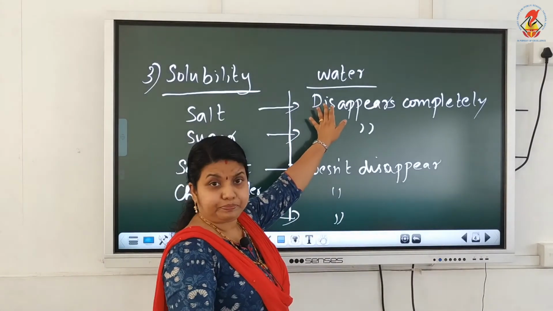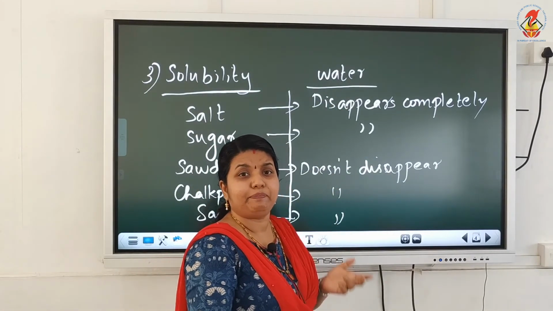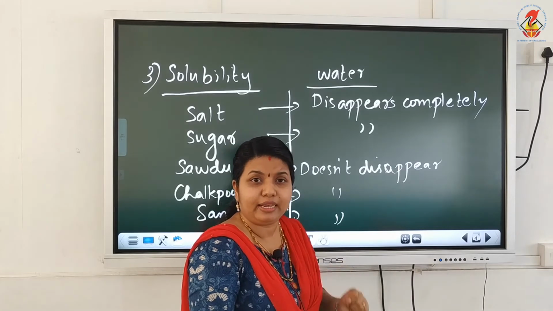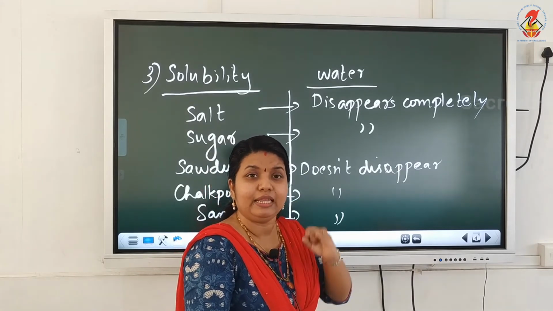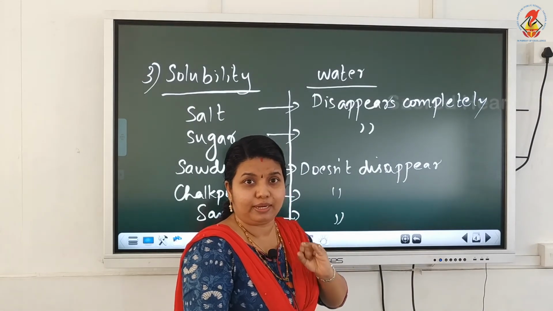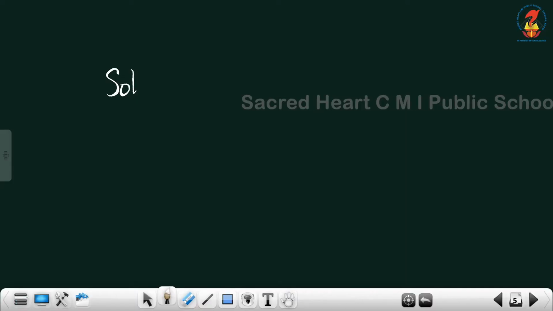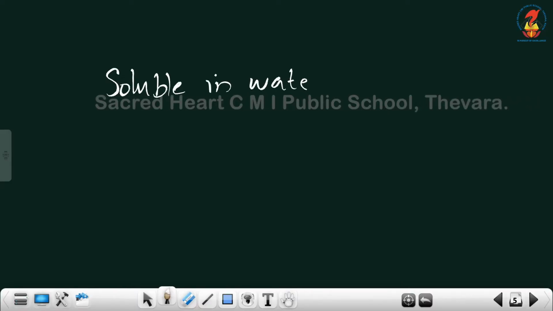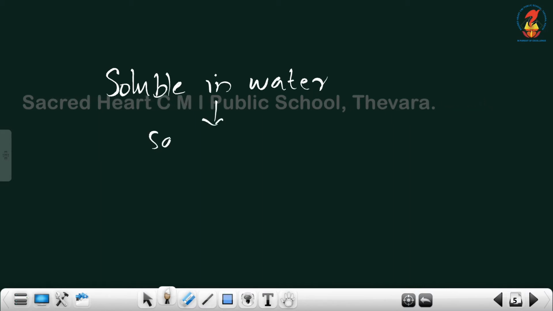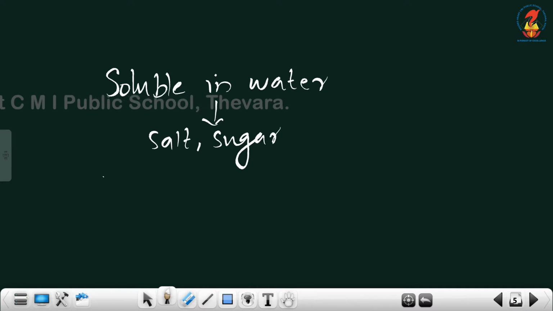Okay. So, what does it show? What do you mean by disappear completely? Disappearing means it has dissolved in water. So, salt and sugar get completely dissolved in water, or we can say that salt and sugar are soluble in water. These are 2 solids which are soluble in water.